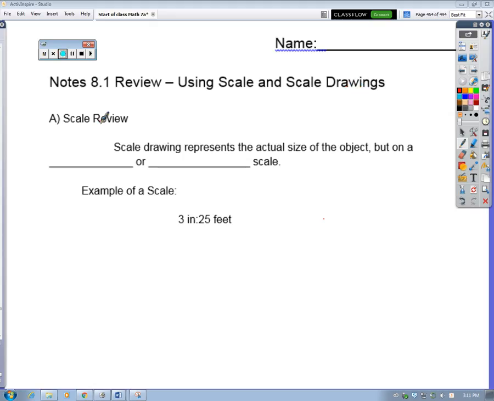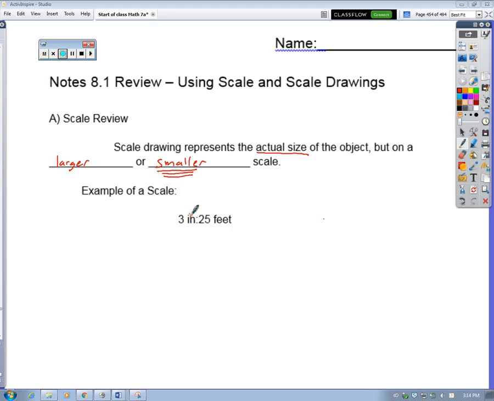Alright, so here's a review of what scale is. A scale drawing represents the actual size of an object, but on a larger or smaller scale, like a larger or smaller size. Most of the time it's going to be smaller because we're drawing something that is smaller than what it is in real life, its actual size. And here we have an example of a scale. A scale is written the same all the time. This scale here shows that 3 inches on paper represents 25 feet in real life.